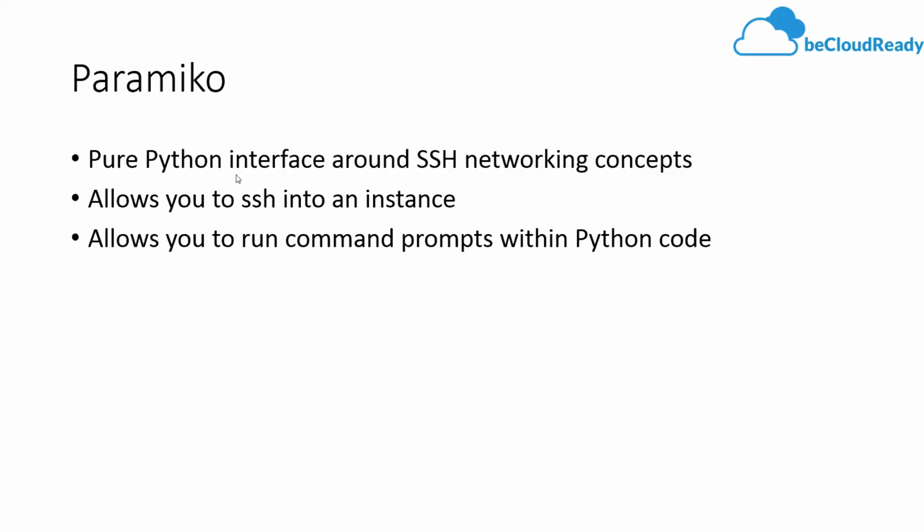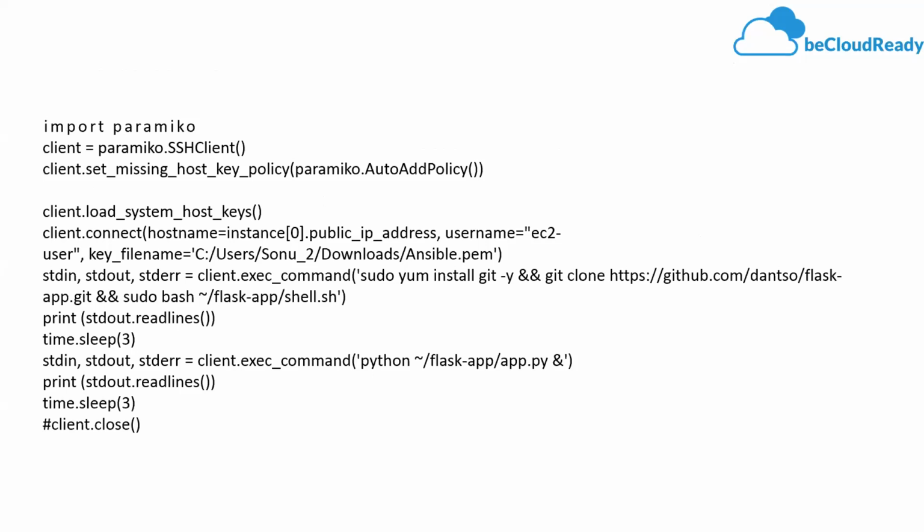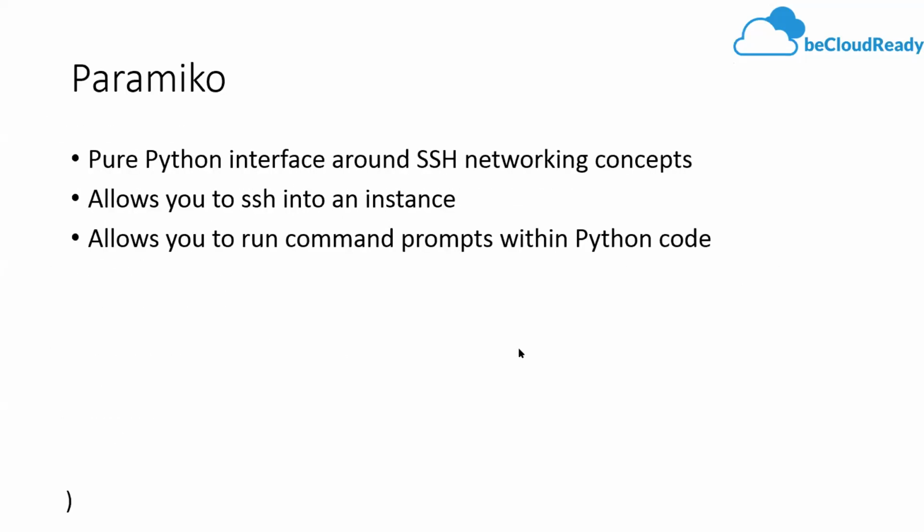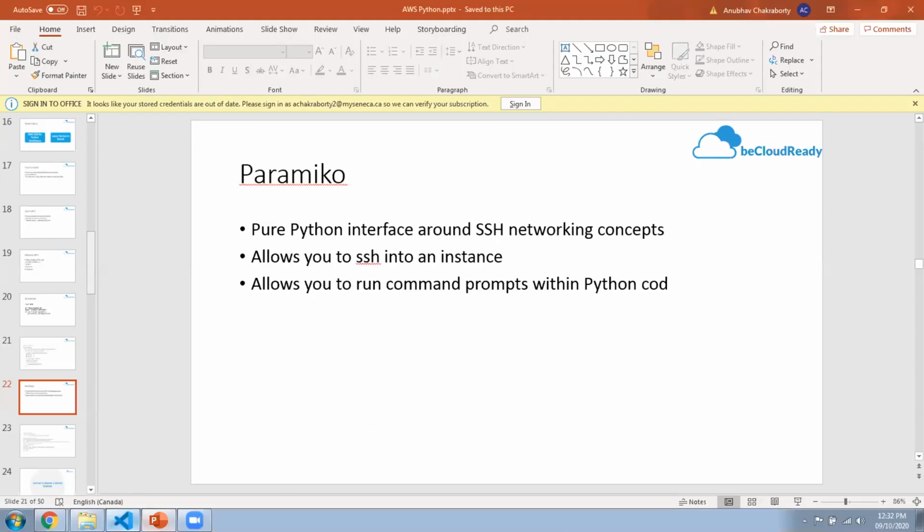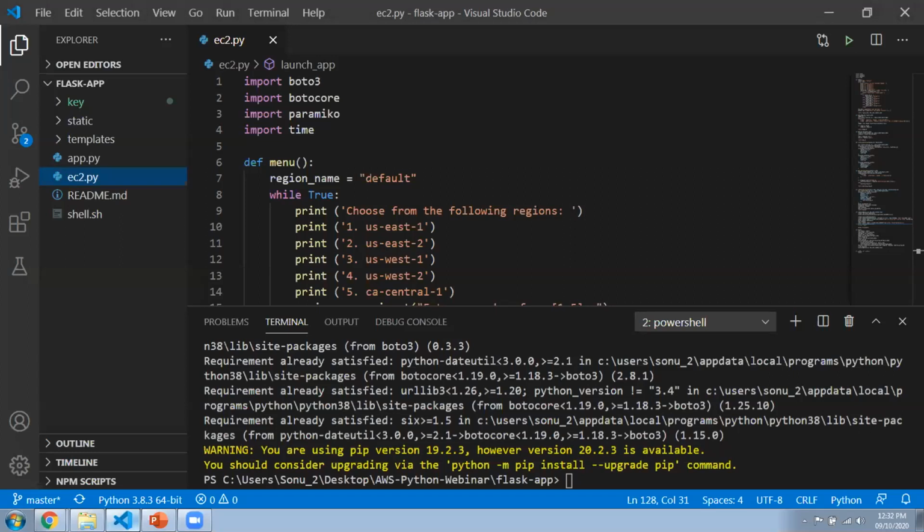Paramiko, once again, will basically allow you to SSH into an instance and allow you to run command prompts within your Python code as if you were inside the box all along. Okay, and the way to install Paramiko is pip install paramiko. Very simple. So once again, just over here, when you open up your terminal, just run pip install paramiko.